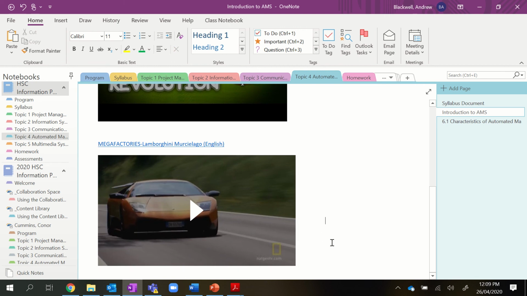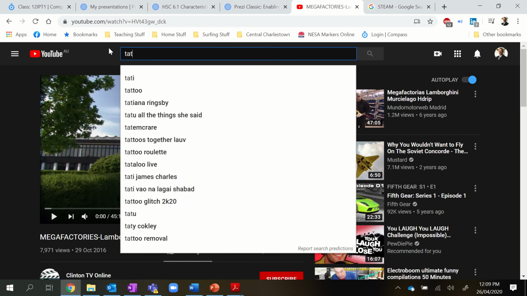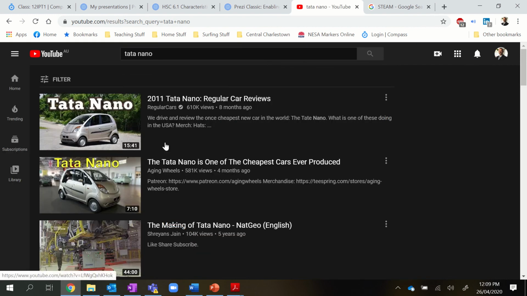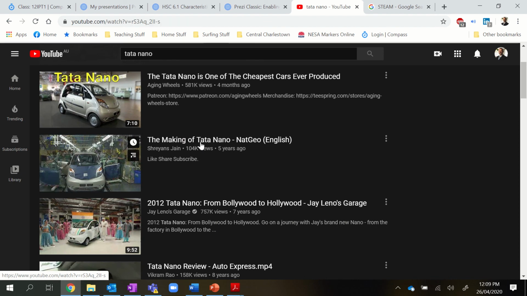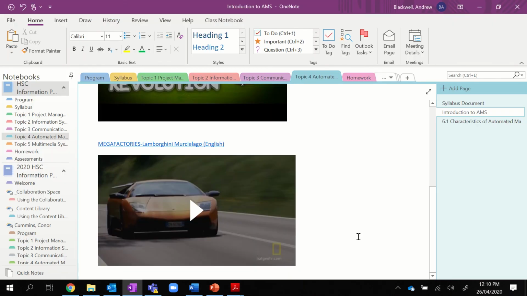So the first thing that I want you to see is that the car is hand built in 11 stations, but then the contrast to that is this video, which is called the Tata Nano. There should be a documentary on the Tata Nano on YouTube. All right, is this it? No. The making of the Tata Nano, Nat Geo. So this one here is a stark contrast to a Lamborghini being made, because you can imagine the different prices.